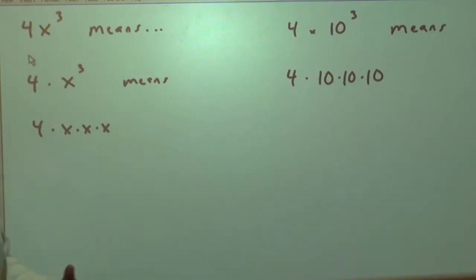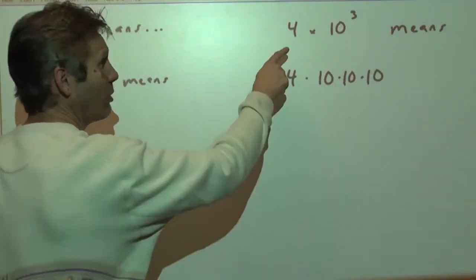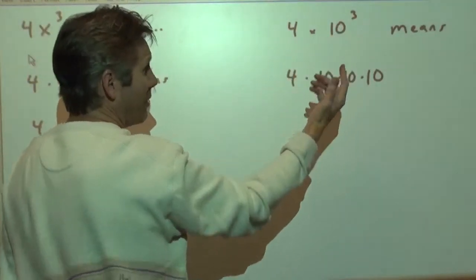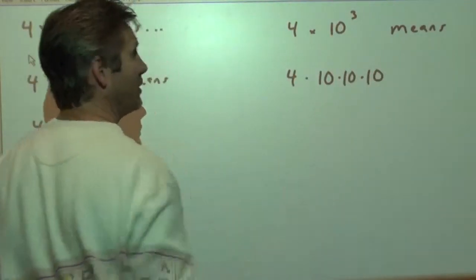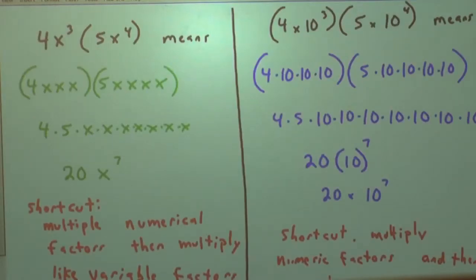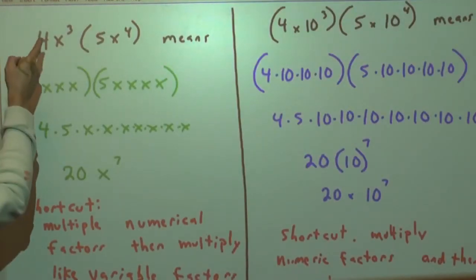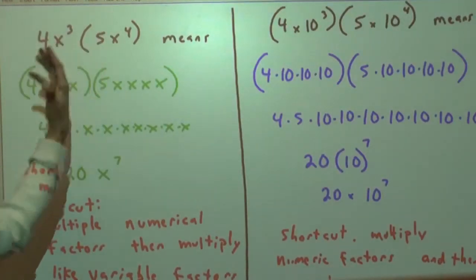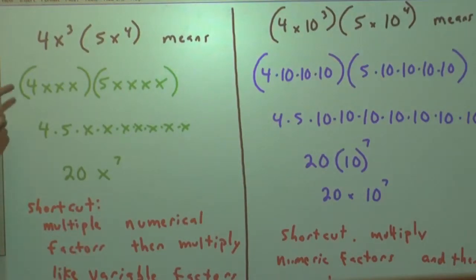That's good. When we get to scientific notation, when you see something like 4 times 10 to the third, it just means 4 times 3 tens multiplied together. If we look at multiplying this power times this power, then this means 4 times 3 x's multiplied. This means this. So check it out.